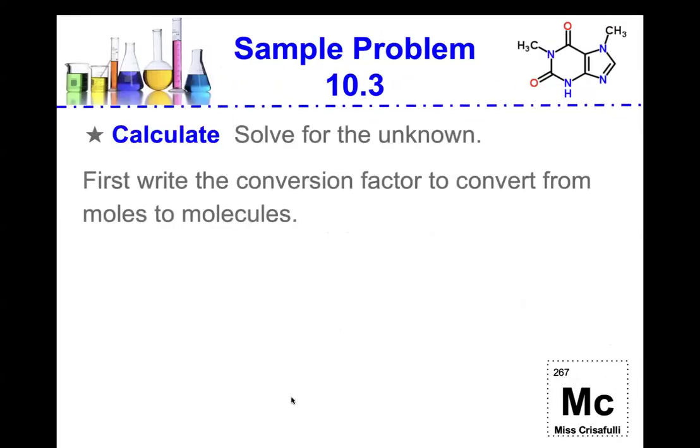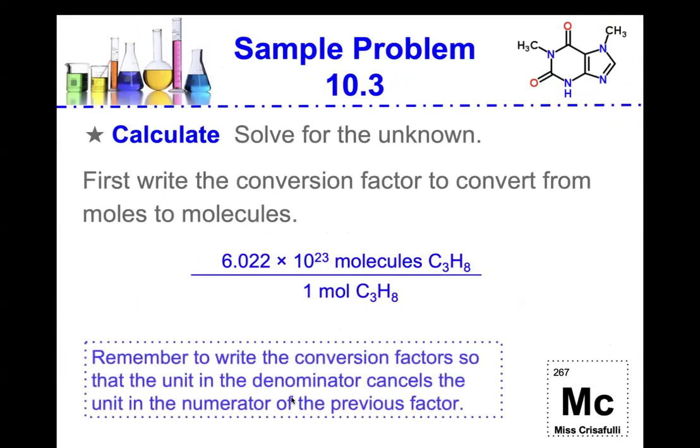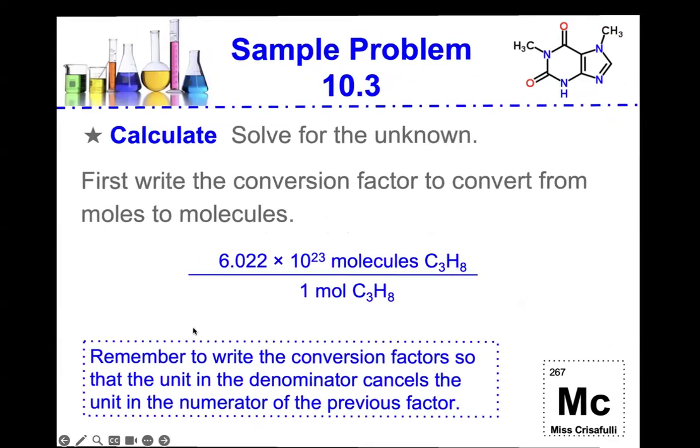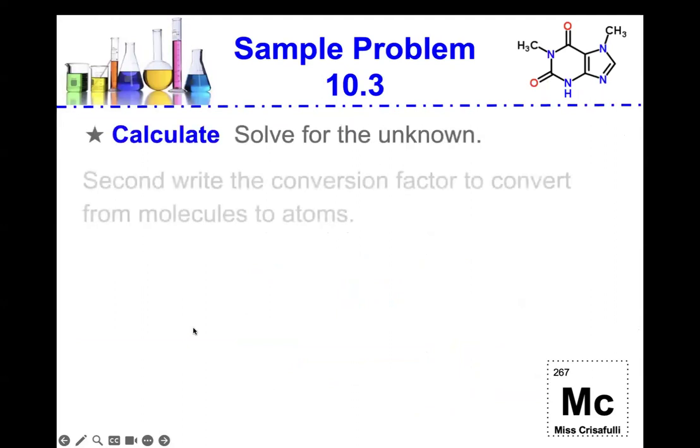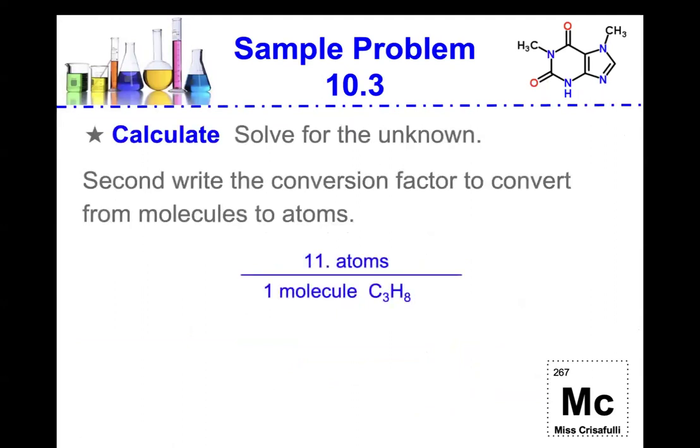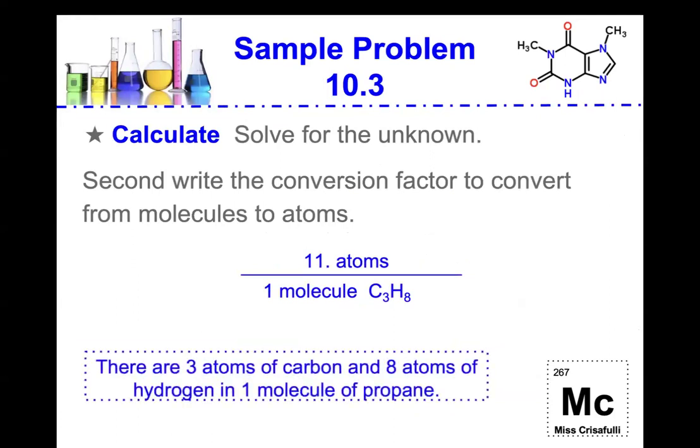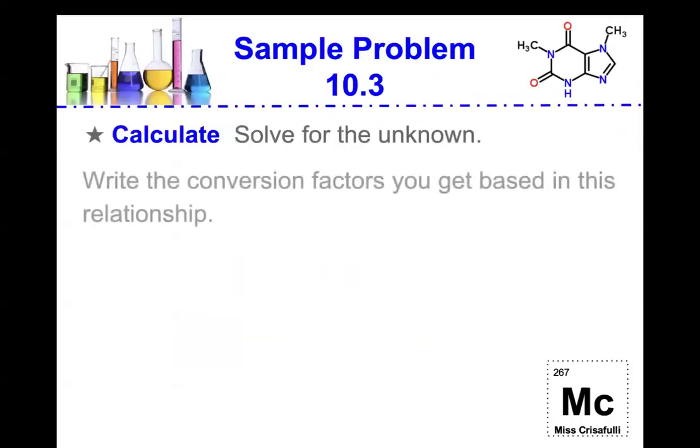Write the conversion factors to convert from moles to molecules. And remember to write the conversion factors so that the unit in the denominator will cancel the unit in the numerator of the previous factor. So we'll solve now. We'll take 11 atoms in 1 molecule of propane. There are 3 atoms of carbon and 8 atoms of hydrogen. That's how we get 11 atoms. Write the conversion factors based on this relationship.